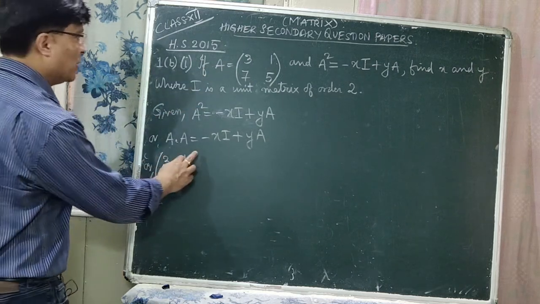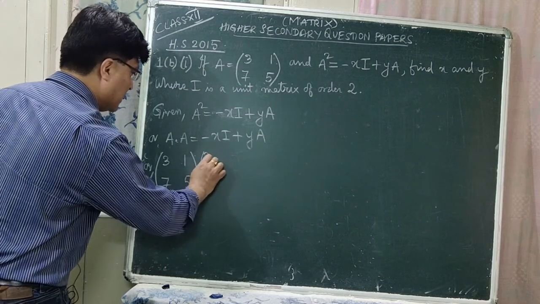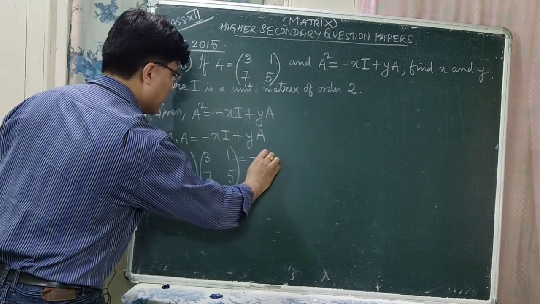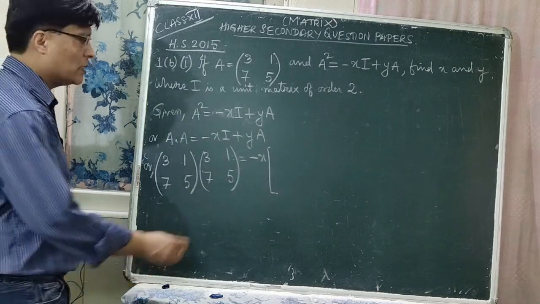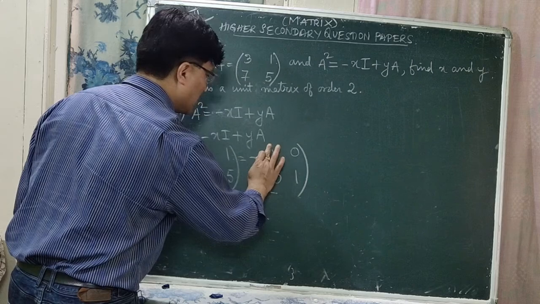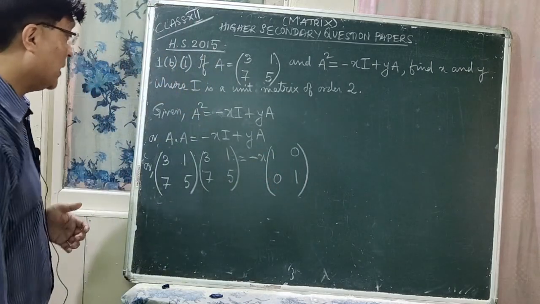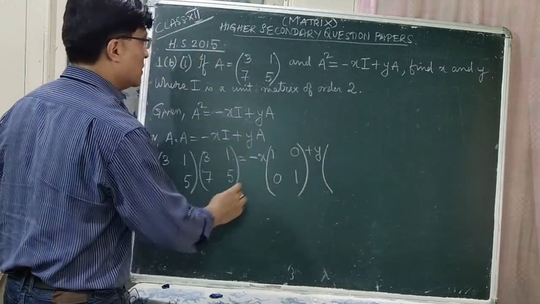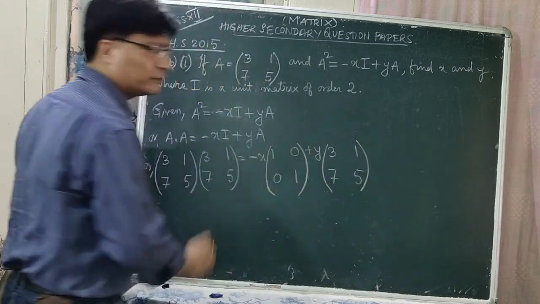Okay, so 3 1 first row, second row is 7 5, and what is A again? It is 3 1 7 5, which is equal to minus x. What is I? I is the unit matrix of order 2. You know unit matrix, that is 1 0 0 1. So write it within first bracket. This is 1 0 0 1, right? Then plus y. And what is A out here? It is 3 1 7 5.